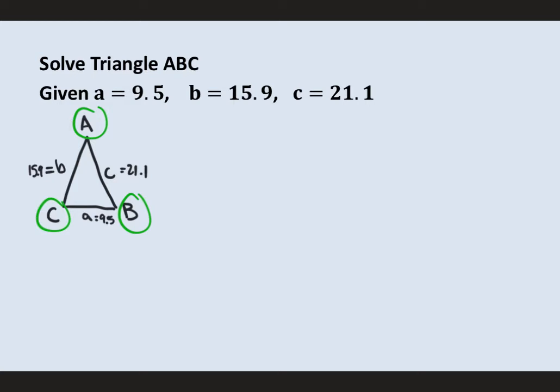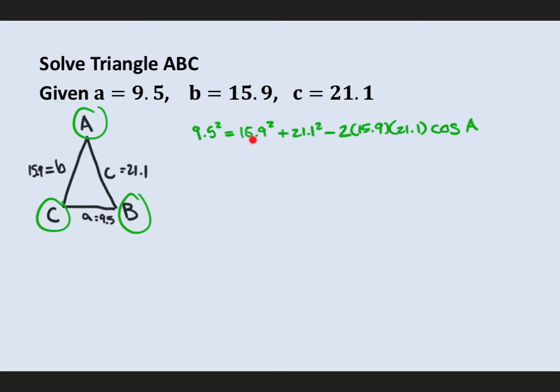Since I'm going to find angle A, I have to put little a as the one by itself. So I'll go 9.5 squared equals, and then I'll do b and c. So I'll go 15.9 squared plus 21.1 squared minus 2 times 15.9 times 21.1 times the cosine of the angle across from 9.5. Across from 9.5 is A. So cosine of A. Now here's what I'm going to do. I'm going to get A all by itself. So there's a little bit of math to do.